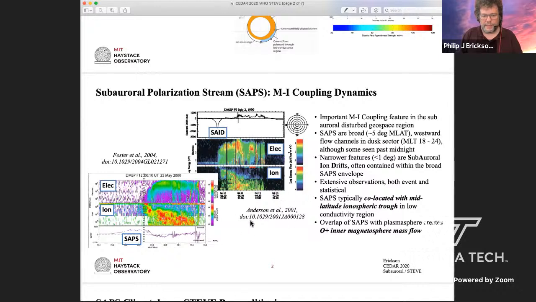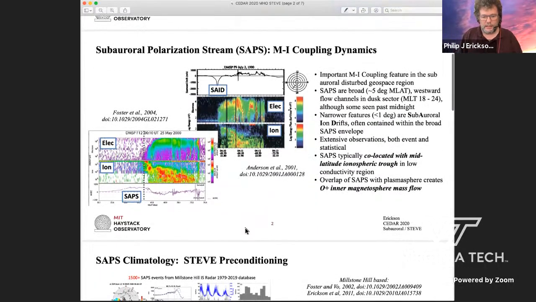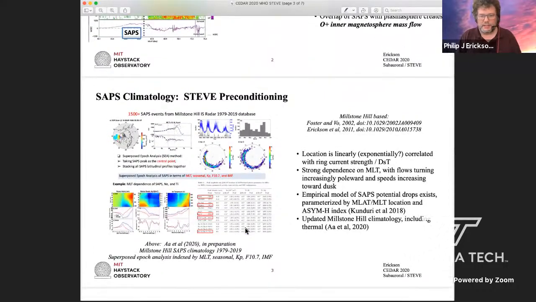So between Phil Anderson's work with DMSP and Russell Landry, and then the work that Bharat has done with SuperDARN and the work we've done for Millstone Hill, there's a lot of climatology on the general SAPS envelope that people can rely on. In particular, for Millstone Hill, in addition to the work that John Foster did almost 2 solar cycles ago, and then I updated a little bit a few years later, my colleague Urcha Ah has actually added 20 more years to our Millstone Hill radar database on SAPS. So now we have 1,500 event profiles.